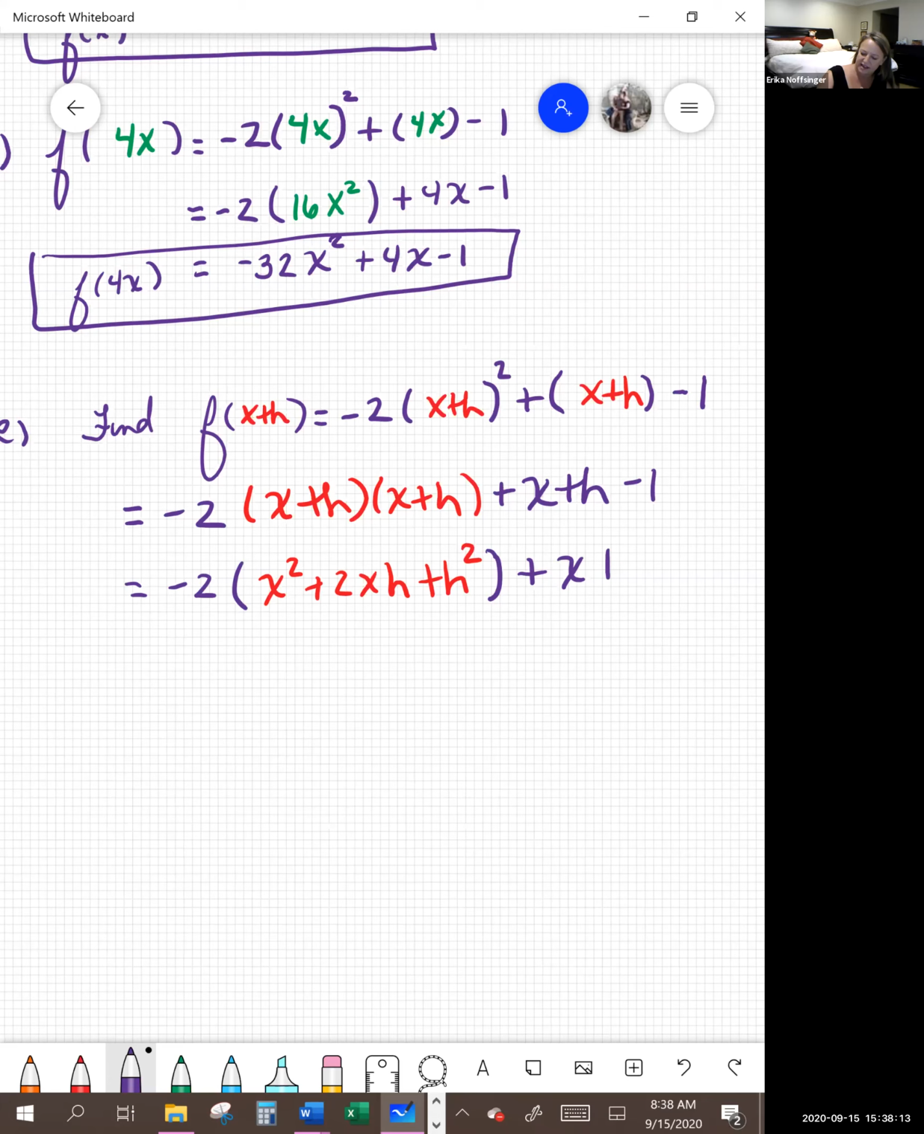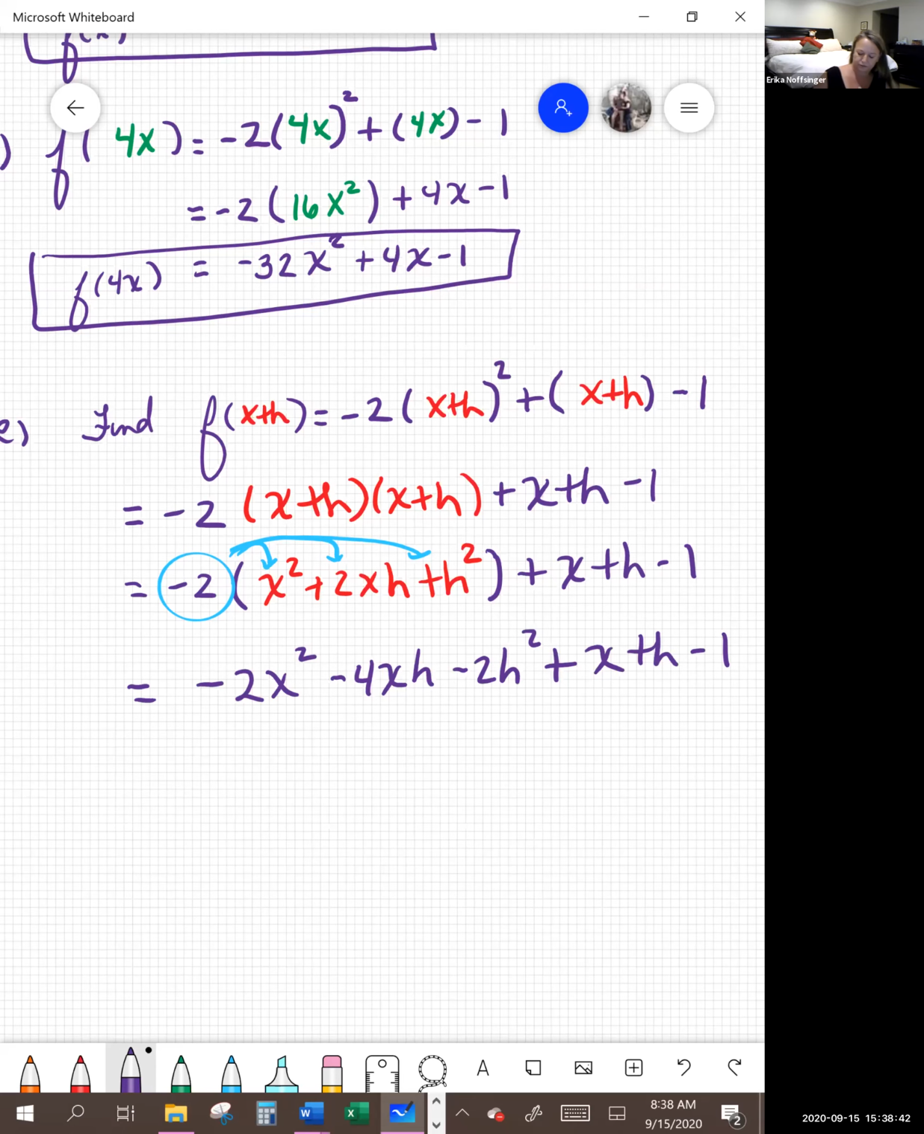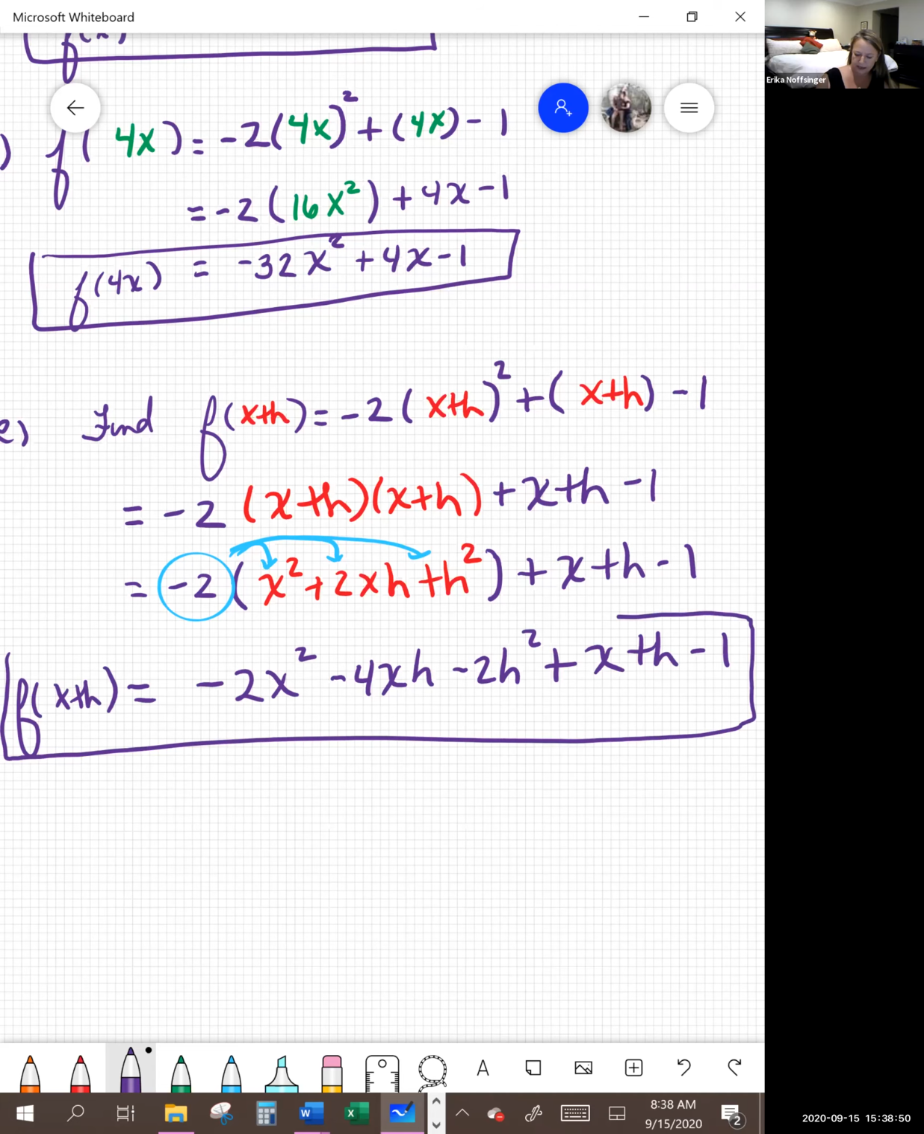Down plus the x plus the h minus the 1. And now distribute the negative 2 to every term inside that. So if we do that, we get negative 2 times x squared is negative 2x squared. Negative 2 times 2xh, so that's minus 4xh. Negative 2 times h squared is negative 2h squared plus x plus h minus 1. No other like terms in here. We can't simplify it any further.